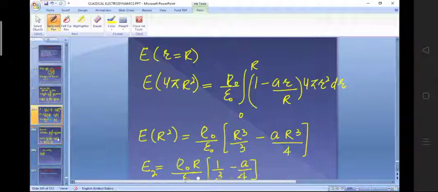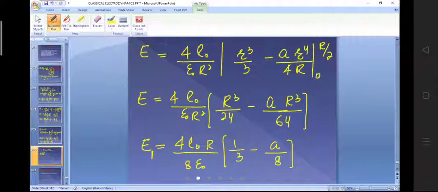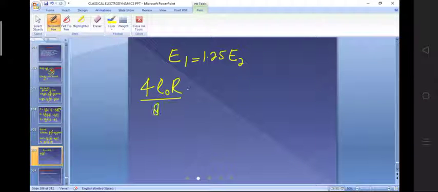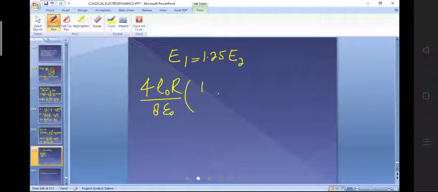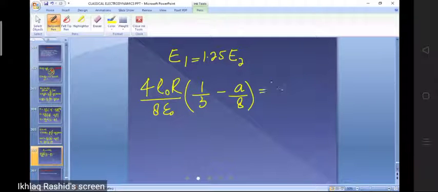So E1 here we have calculated. So divided by 8 epsilon naught. So here I am going to write 8 epsilon naught. Then multiplied by this 1 by 3 minus A by 8. So here I will write down 1 by 3 minus A divided by 8. Okay, so that's in turn equal to 1.25 multiplied by electrostatic field E2.